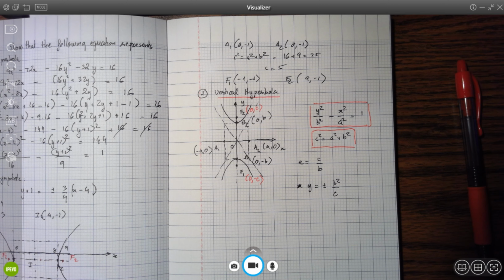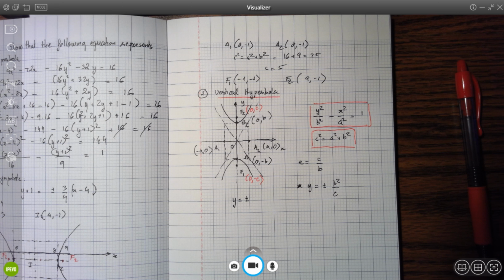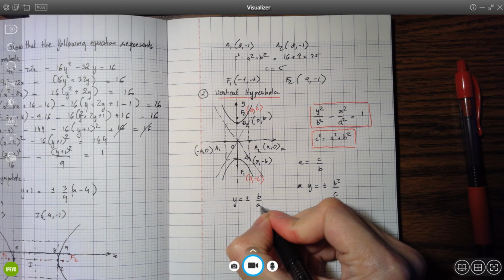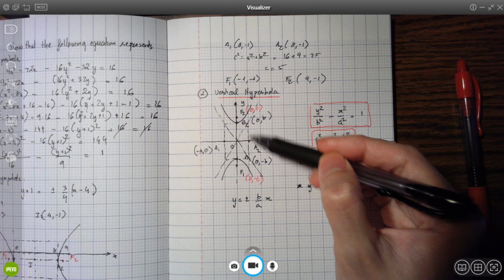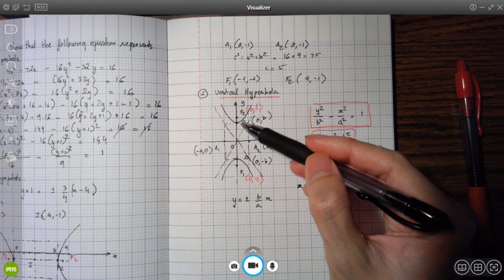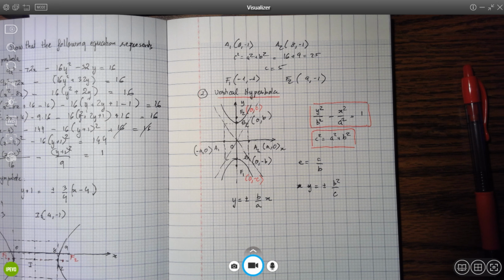And the asymptote will be y equal to plus minus. What do you think? In this case, it's still plus minus b over a times x. Yes, it will be b over a, still the same. Nothing changed for the asymptote. It makes sense though, because this is the slope, rise over run. Rise is always the b, a is the x. So it's always the same for the vertical hyperbola.